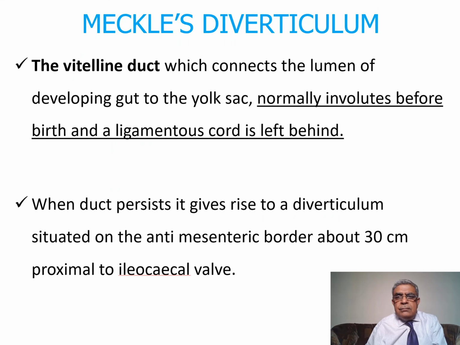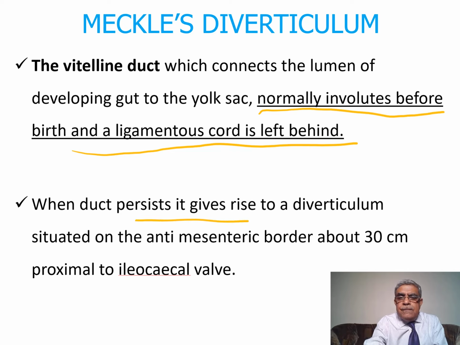Then Meckel's diverticulum. The vitelline duct, which connects the lumen of the developing gut to the yolk sac, normally involutes before birth, and a ligamentous cord is left behind. Now when the duct persists, it gives rise to a diverticulum situated on the anti-mesenteric border about 30 cm proximal to the ileocecal valve.